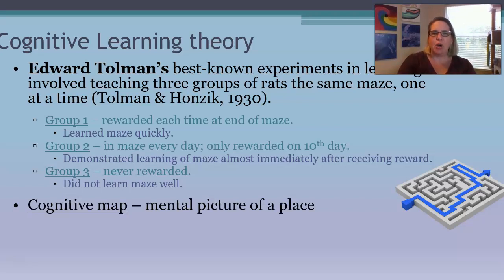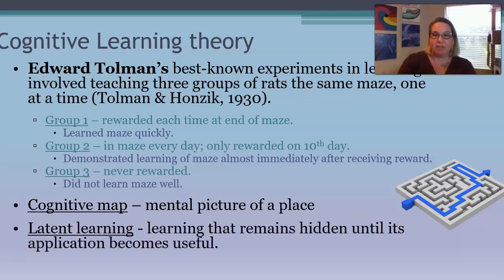But Edward Tolman also said that it shows this concept of a cognitive map. So a mental picture of a place. So clearly in the second group, the rats kind of knew their way through the maze because they were able to do it correctly once they were rewarded. So they had been in the maze 10 times or 10 days, and they remembered the way, okay? And then when they knew they were going to get a reward, they pulled on that cognitive map.